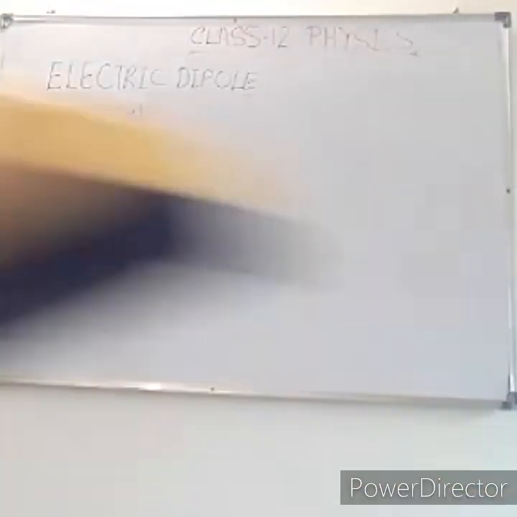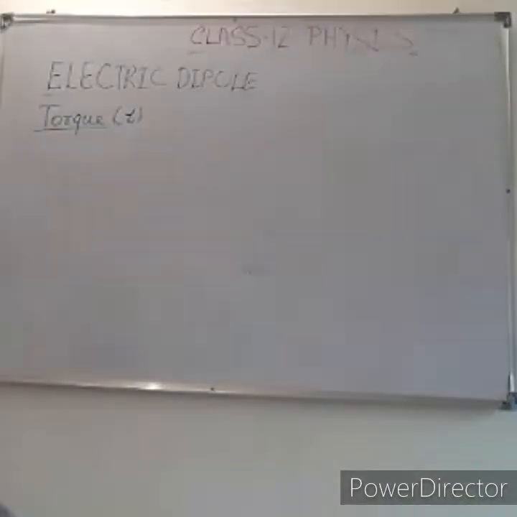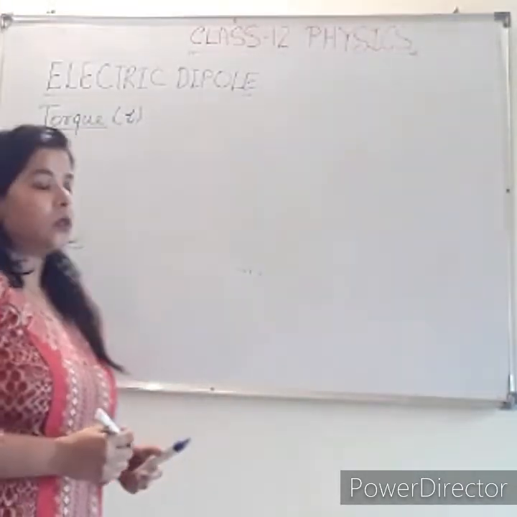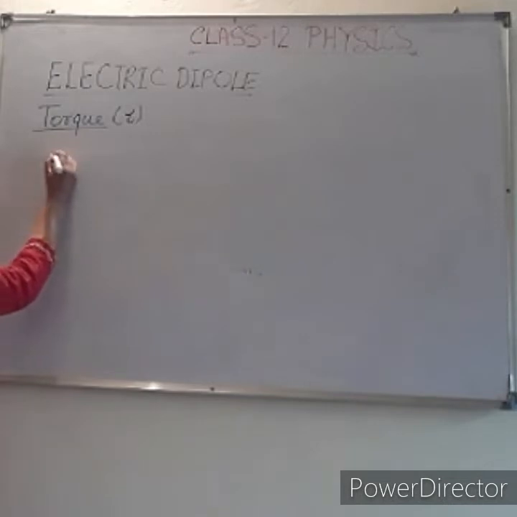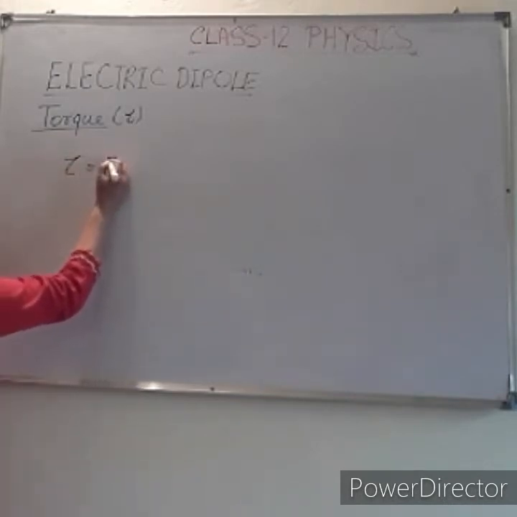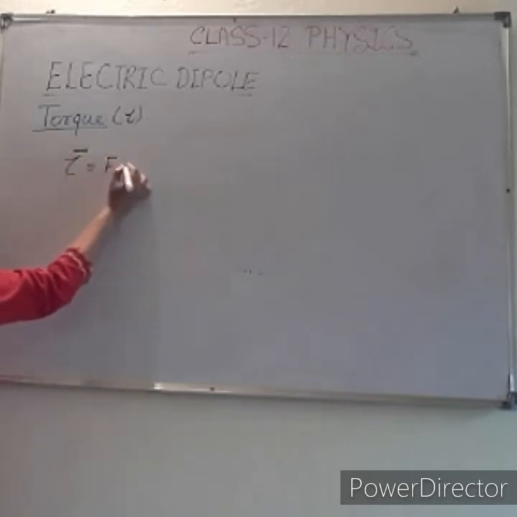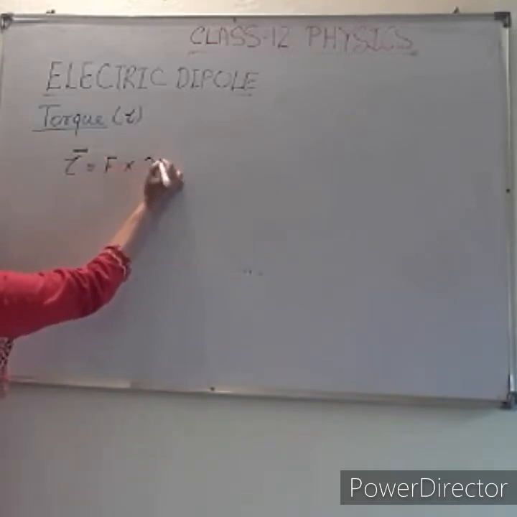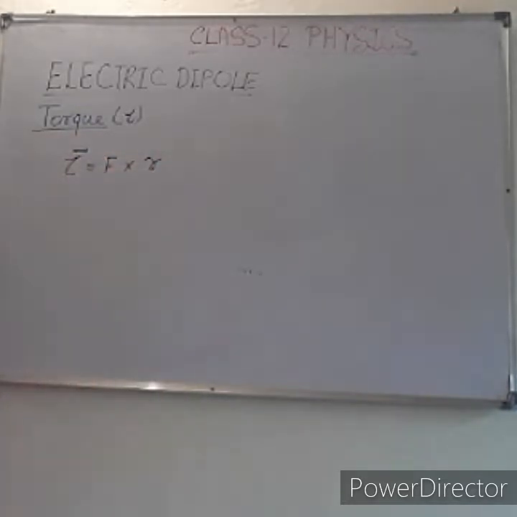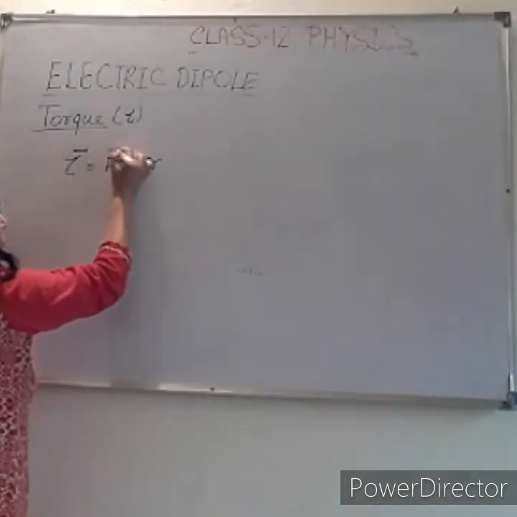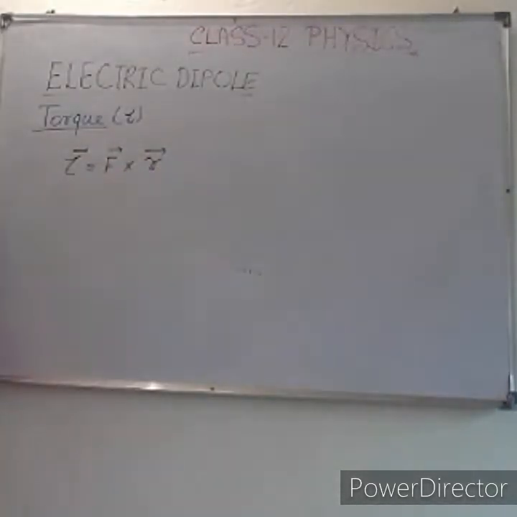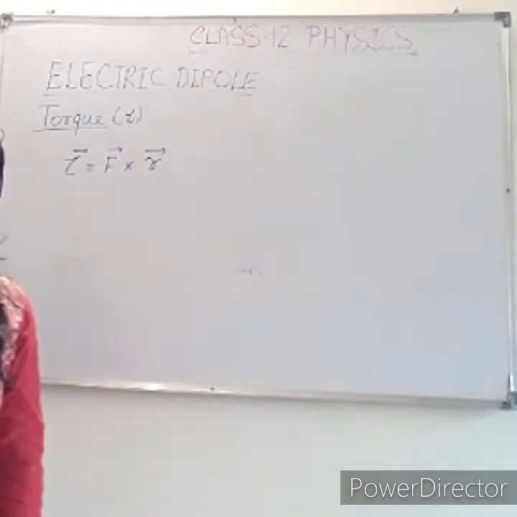Again, you read this concept in class 11th, torque. So what is torque? Torque is represented by force multiplied by perpendicular distance, or we can take the cross product of force and distance, R cross F or F cross R.